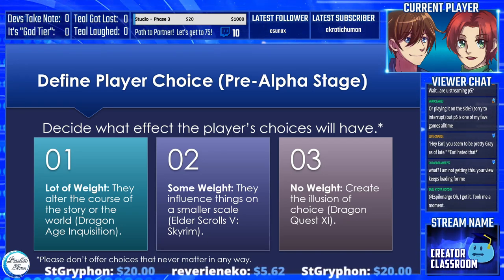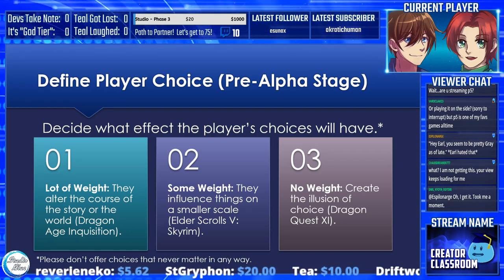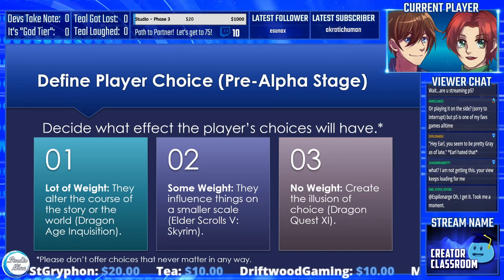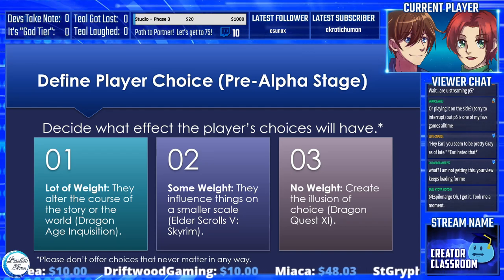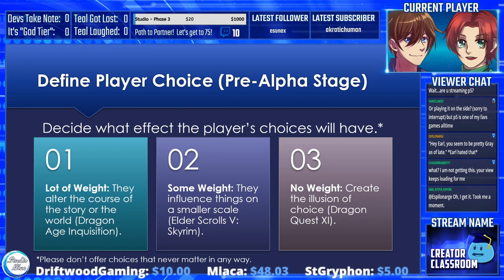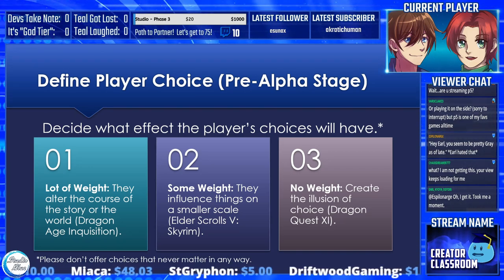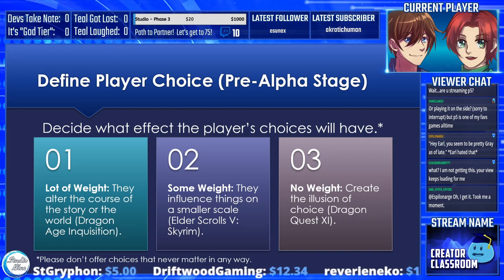You can choose to be diplomatic, sarcastic, or aggressive, and people react differently. That's an amazing idea. Really, it doesn't change the story, just how people react. So your choices have almost no weight on the story itself when you're choosing those dialogue options on the dialogue wheel, but you're changing how people react to you, whether they're friendly or rivals. So in that case, that's something to consider.